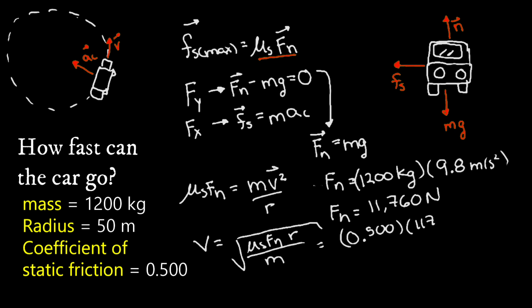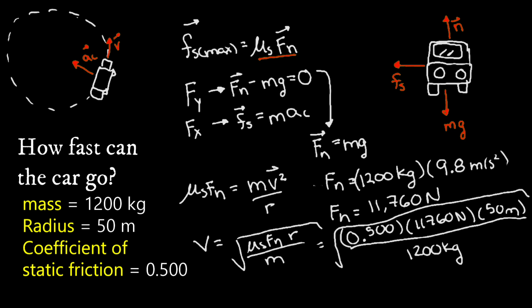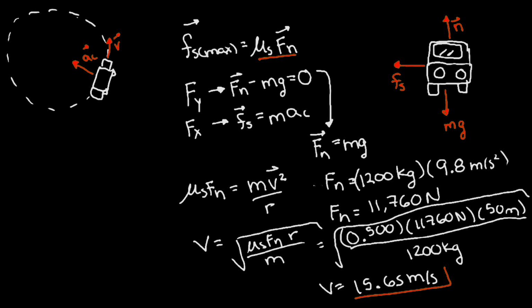So speed equals the square root of mu s times normal force times the radius over the mass. And that is all equal to 15.65 meters per second. That is how fast the car can go without sliding off the road.